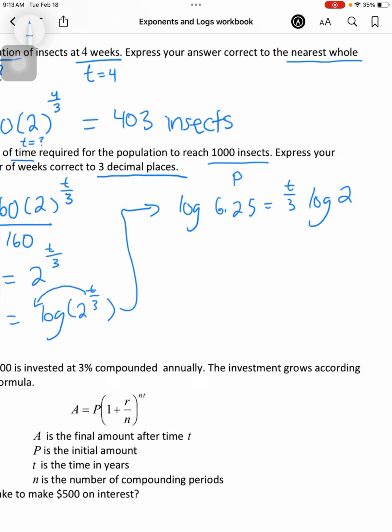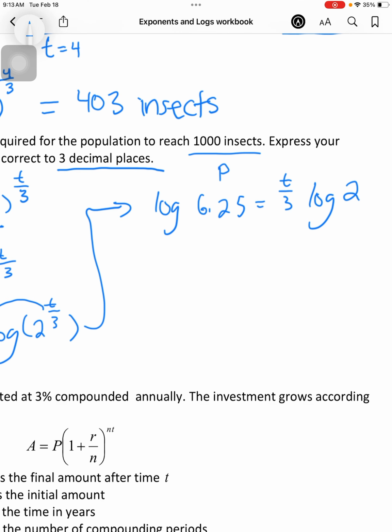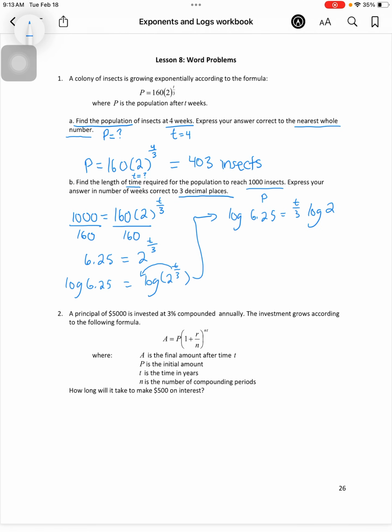So in order to do that, we're going to multiply everything by 3 because of the denominator under the 3, and then we're going to divide everything by log 2. So you're going to be left with t equals 3 log 6.25, because of the 3 moving, divided by log 2. And when you plug this into your calculator, you should get 7.932 weeks. So here, the sentence you would write is, it takes 7.932 weeks for the population to reach 1,000.